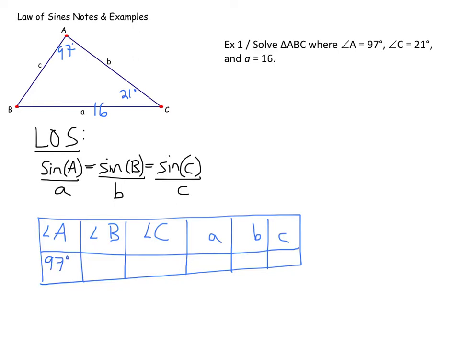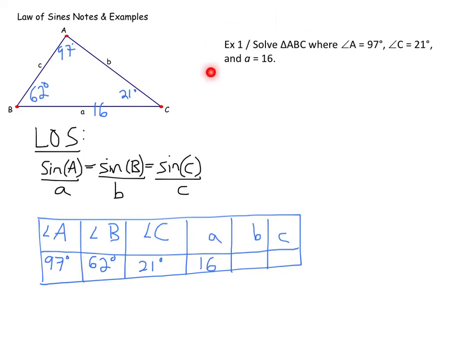Angle A is 97 degrees, angle C is 21 degrees, and if we put those two together we'll be at 118, which means that we have 62 degrees left over to make our way to 180. So angle B is 62 degrees. So we also know that side length A is 16.